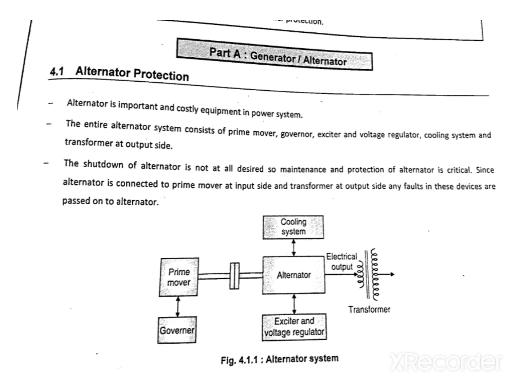The alternator is running throughout the day continuously. That is why the protection of the alternator is very critical, as well as the prime mover and transformer connected to the input and output side. If a fault occurs in the input or the output, this fault is reflected directly to the prime mover through the alternator. Due to this, the protection of the generator is very important.